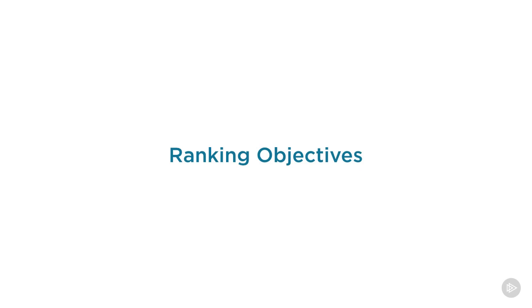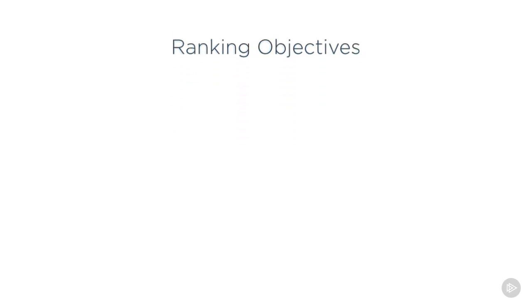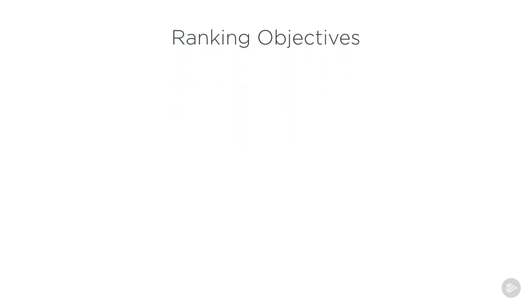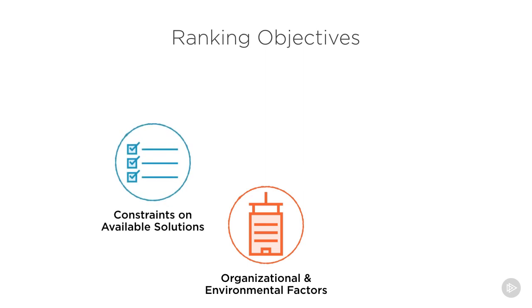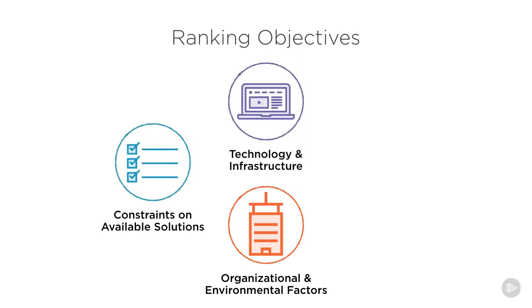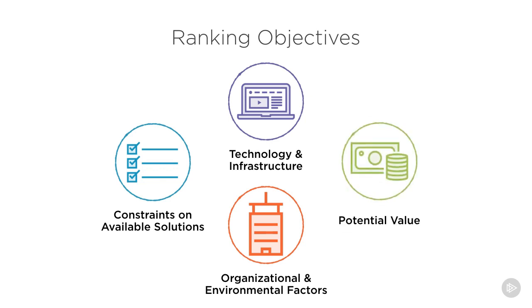Just as different goals can have different priorities to the organization as a whole, different objectives might be more or less important than others. When we look at these objectives, there are four key categories that we can use to help rank them. First among these are organizational and environmental factors. Second are constraints on our available solutions. Third would be technology and infrastructure, followed by the potential value that that objective can create.